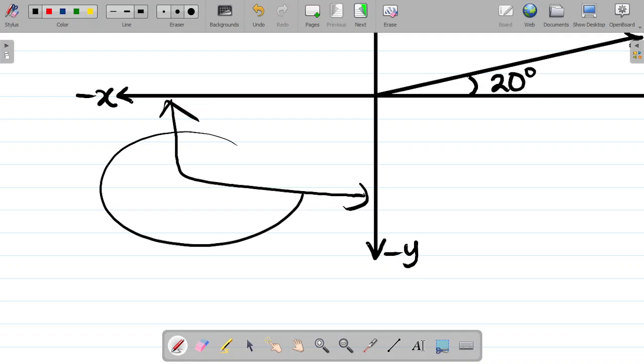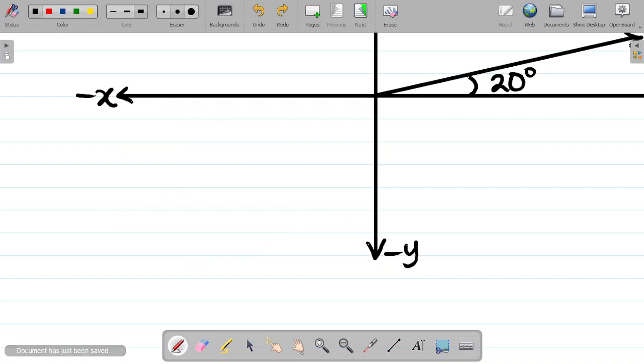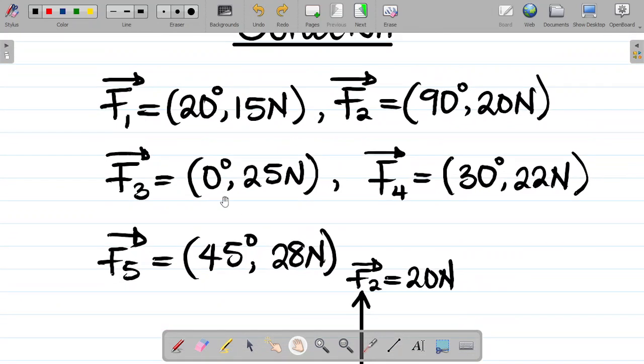So we're talking about this region here. F3, F4, and F5 will be at this region. All right, let's put the value of F3. F3 is equal to 0 degrees, and the value is 25 Newton.